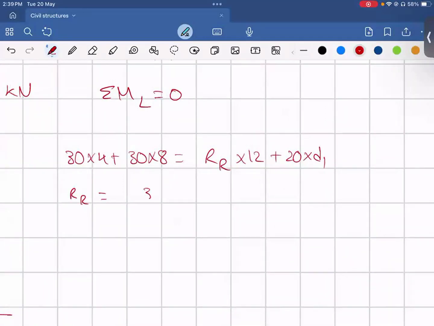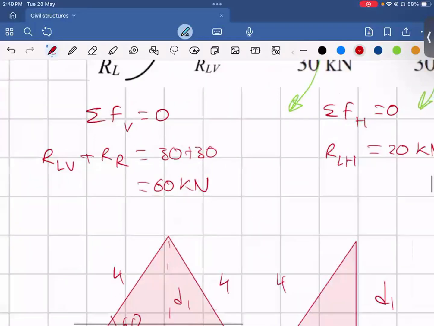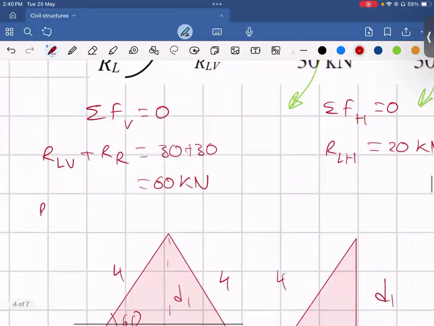RR is going to be equal to 30 times 4 plus 30 times 8 minus 20 times 3.46, all over 12. And that gives us RR as 24.23 kilonewtons. So now we can substitute this back and get RLV as 60 minus 24.23. And that gives us 35.77 kilonewtons.